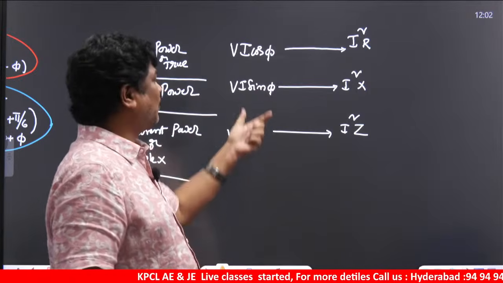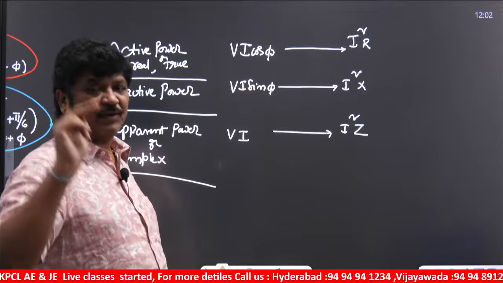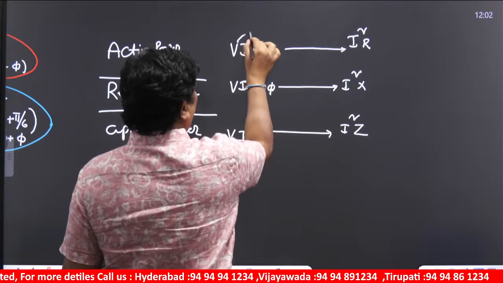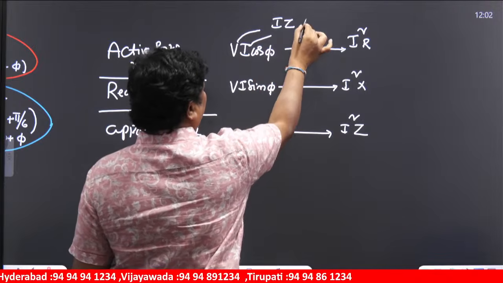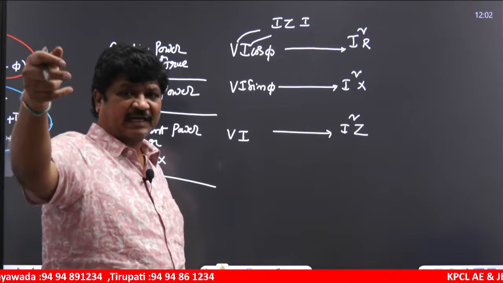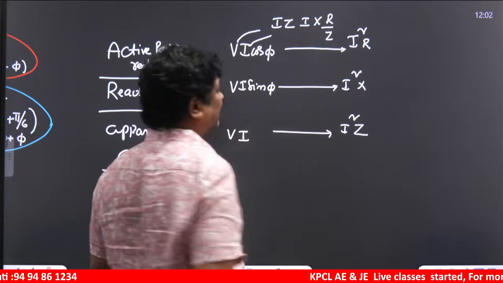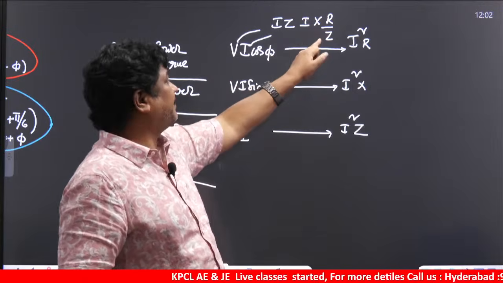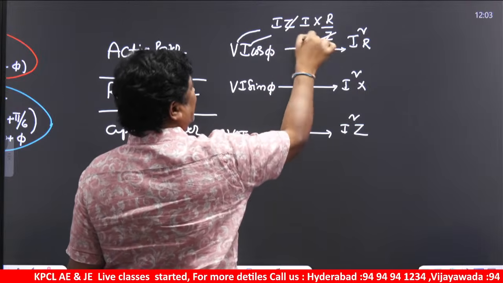Now, how did I get this? How are they equal? In AC circuits, V is nothing but I into Z. Cos phi is nothing but the power factor. The power factor formula is R by Z. I hope you know that. Power factor cos phi is equal to R by Z. Now this Z and Z get cancelled. We have I square R.